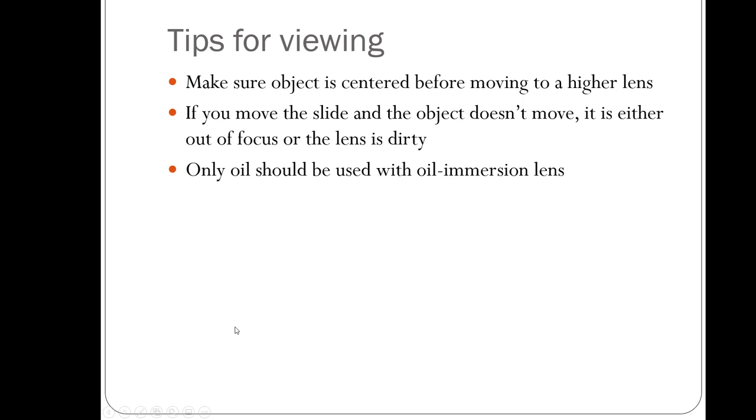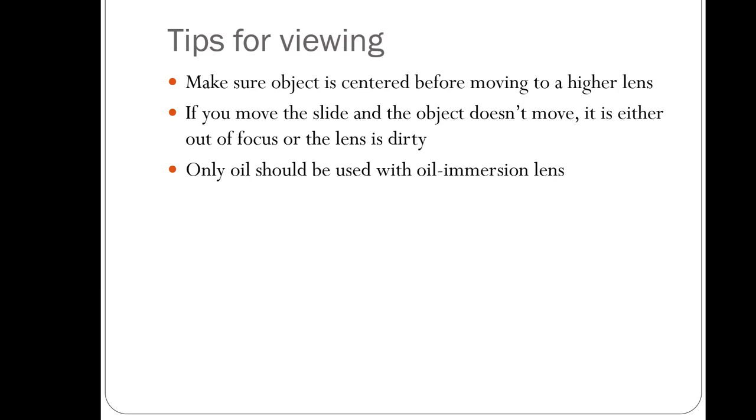And then if you're moving from a low power to a high power lens, make sure whatever you're looking at, you put it in the center, because if you don't put it in the center, it may not be visible at the next magnification. During the first lab, you'll learn about the diameter of the field, which is basically how big your view is. If you go to a higher power lens, that's going to decrease. So your diameter of the field actually decreases as you move to a higher power lens. So if you don't center what you're looking at and you move to a higher power lens, it may just not be in the field of view anymore.